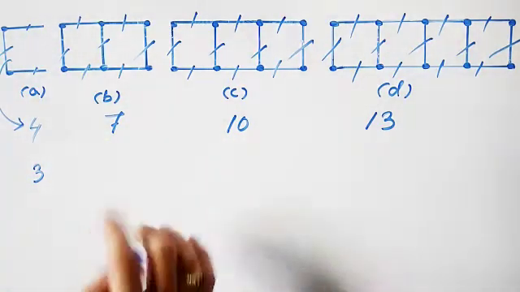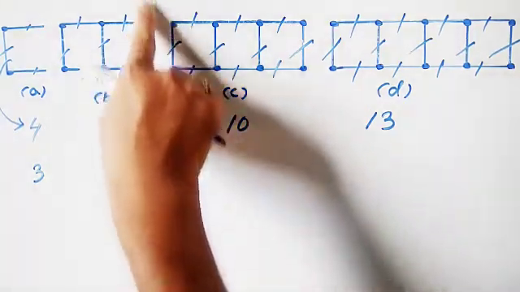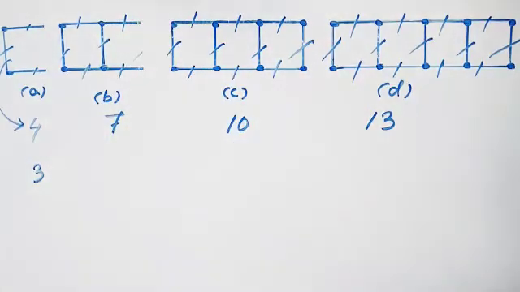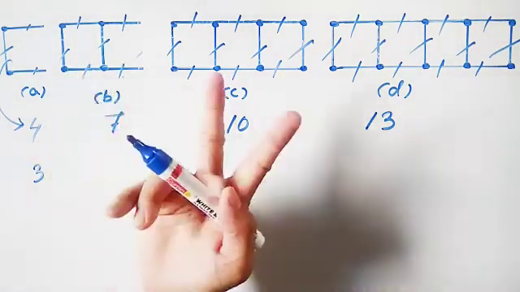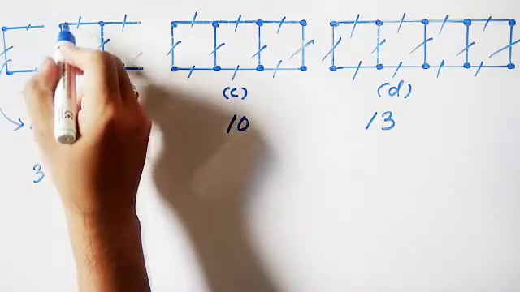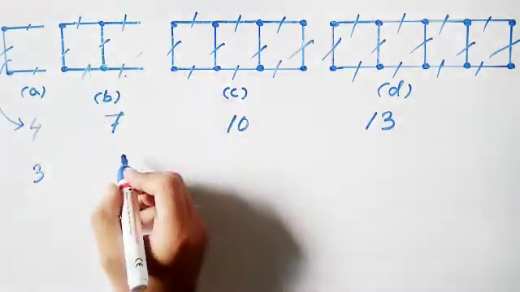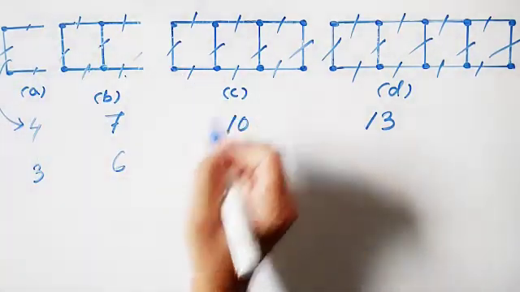Then similarly, for figure number B, let us remove the vertical stick at the end. Then how many matchsticks are required to form 2 C-shaped figures? 1, 2, 3, 4, 5, and 6. Right? Then what about this one?